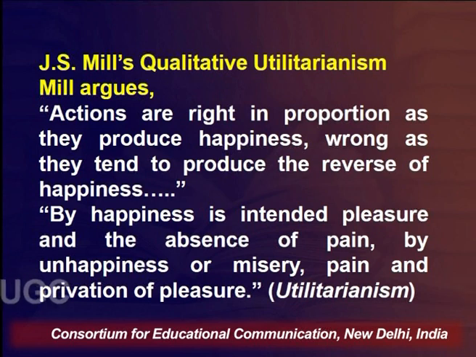Mill argues, and I quote, "Actions are right in proportion as they produce happiness, wrong as they tend to produce the reverse of happiness," unquote. In another place he says, and I quote, "By happiness is intended pleasure and absence of pain, by unhappiness or misery, pain and privation of pleasure," unquote. Mill draws qualitative distinctions. Some types of pleasures are higher or superior to certain others. Some types of pleasures are more valuable, more important to human happiness than other lower ones.